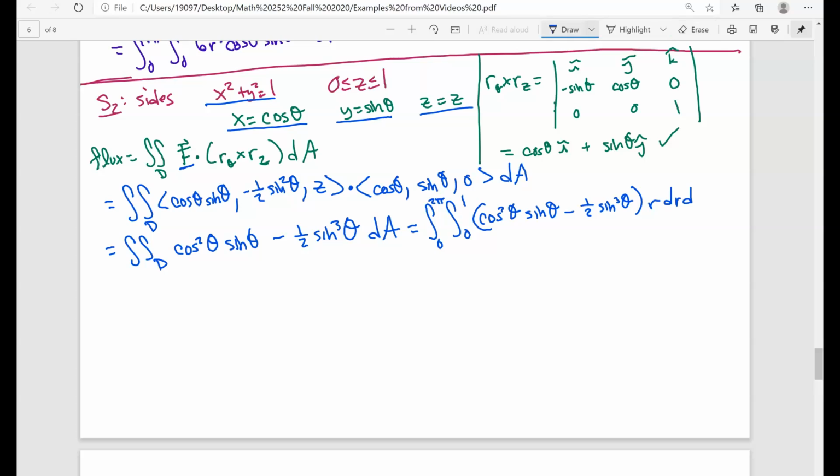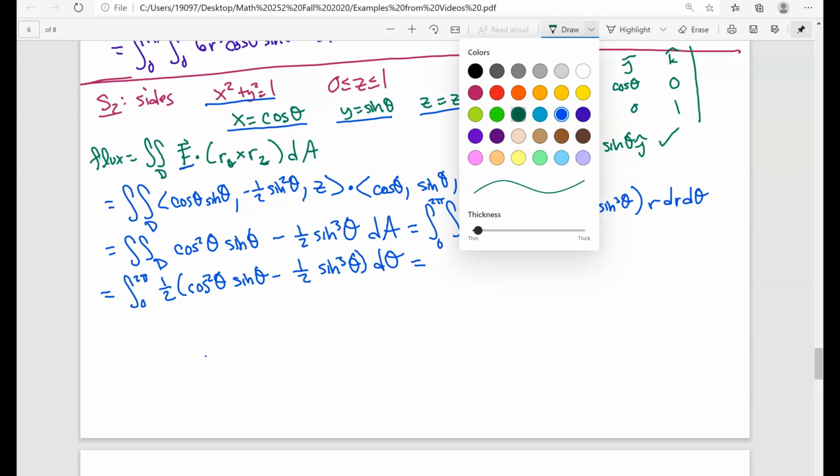Oh gosh. All right, and then what you can see here is that you can just do this integration if you want. The r is not going to be as terrible because when you plug in the 1, you're just going to get 1. You're going to get the integral from 0 to 2 pi of 1/2 cosine squared theta, sine theta, minus 1/2 sine cubed theta d theta. Okay. Now you can do this integral on your own if you'd like.